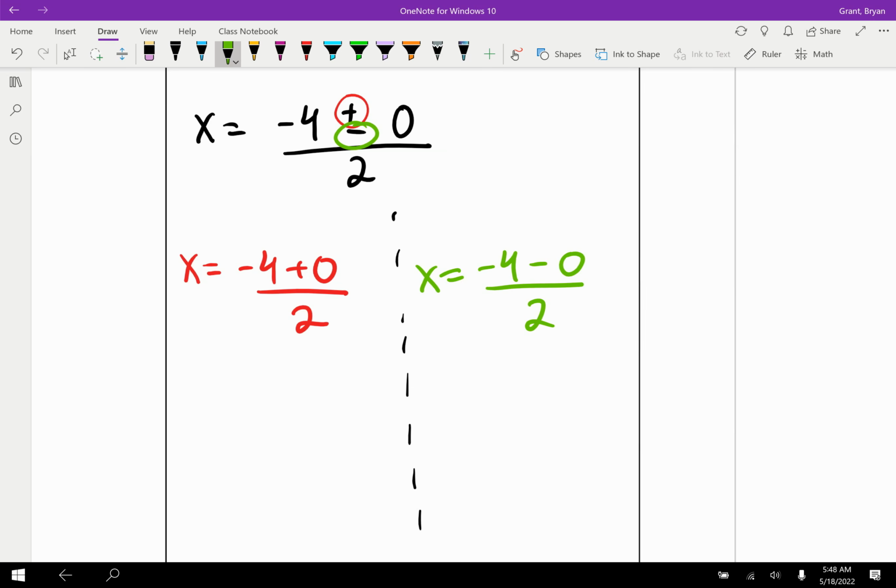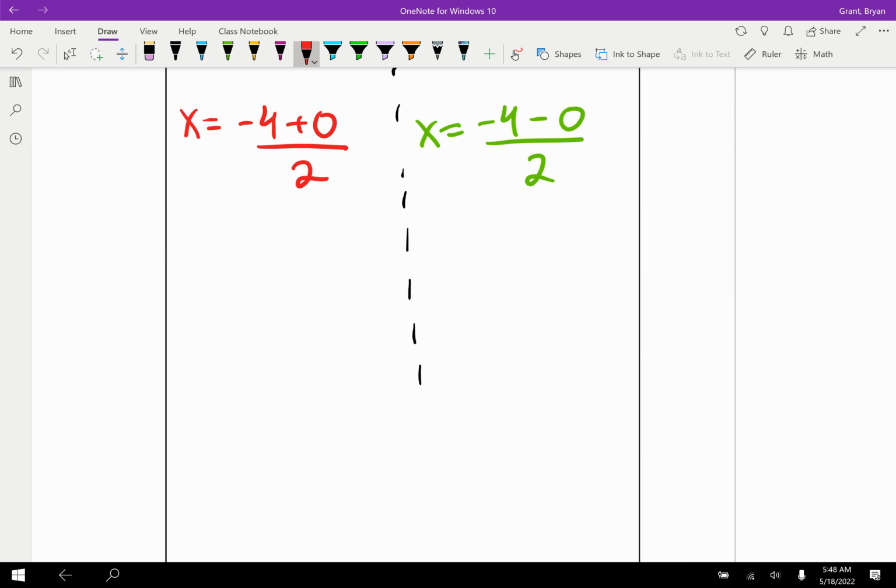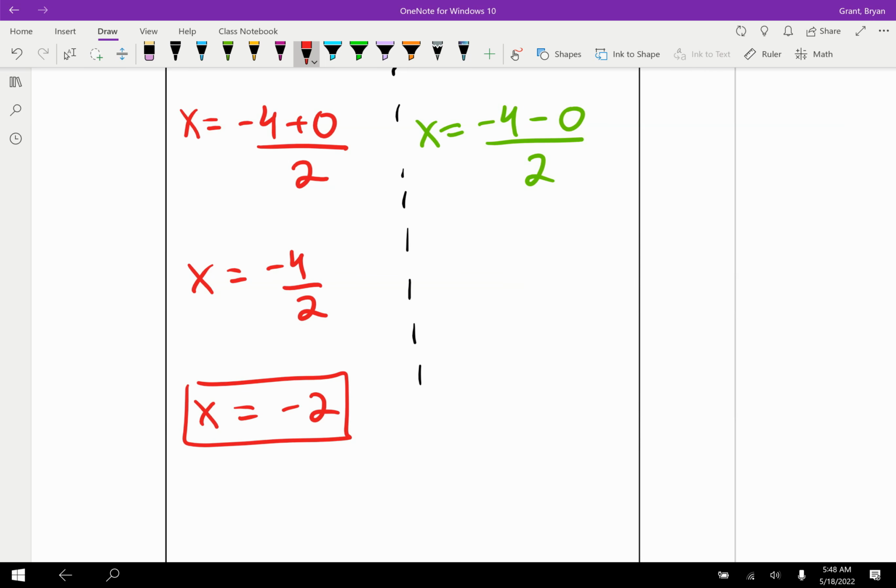From here, doesn't this look just like the opener? You could plug all this into your calculator, or you could do the math. The math, I think, is not too bad. -4 divided by 2, which is, of course, -2. And then on the other side, we do need to look at both of these. -4 minus 0 is -4 divided by 2, and so we again get -2.